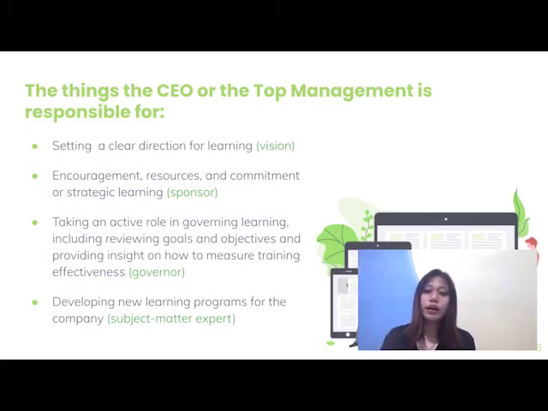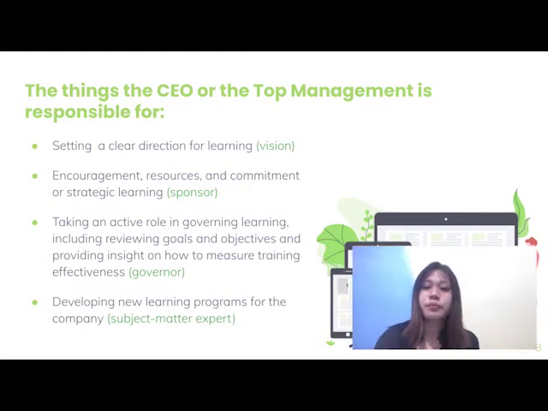Second, encouragement, resources, and commitment for strategic learning: sponsor. Here, the CEO or the top management finds the resources that can be used for their ongoing or upcoming projects. 3. Taking an active role in governing learning, including reviewing goals and objectives and providing insight on how to measure training effectiveness: governor. Here, the CEO or the top management supervise the overall status of the organization.